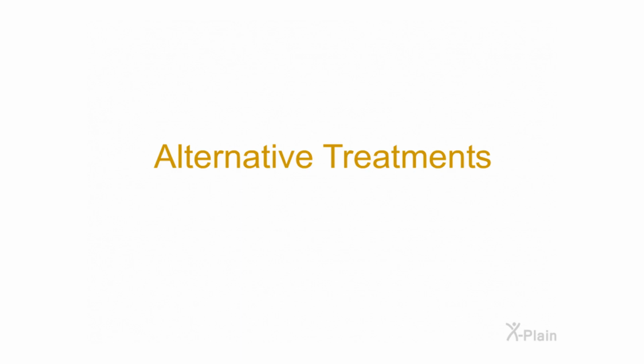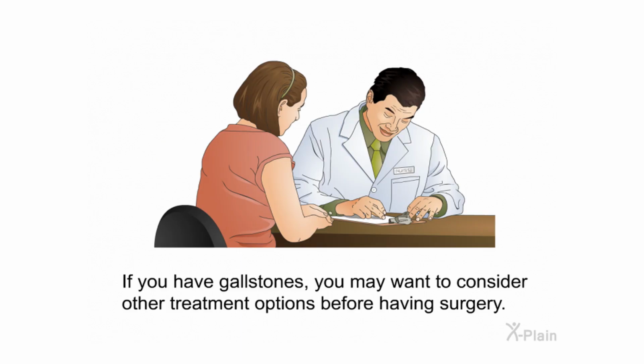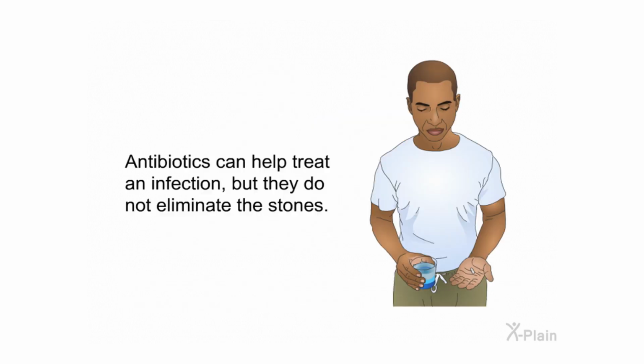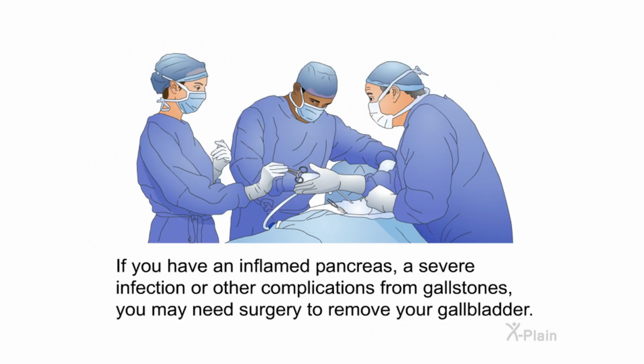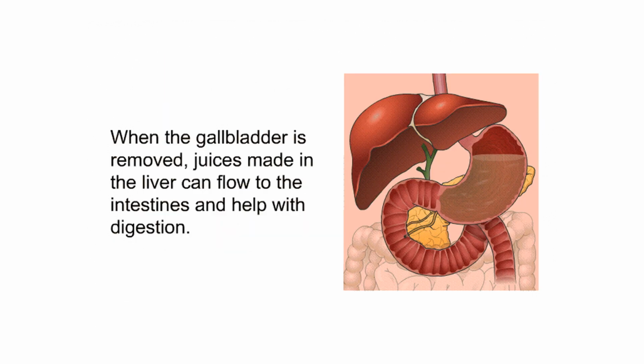Alternative treatments. If you have gallstones, you may want to consider other treatment options before having surgery. Antibiotics can help treat an infection, but they do not eliminate the stones. If you have an inflamed pancreas, a severe infection, or other complications from gallstones, you may need surgery to remove your gallbladder. When the gallbladder is removed, juices made in the liver can flow to the intestines and help with digestion.